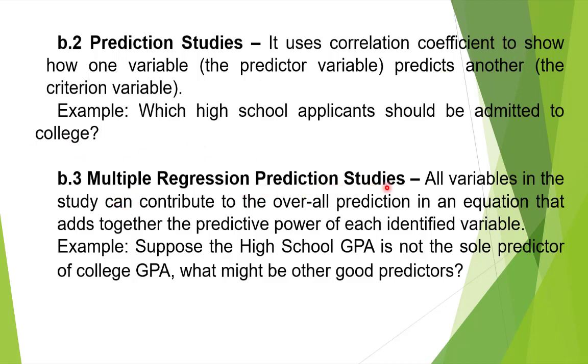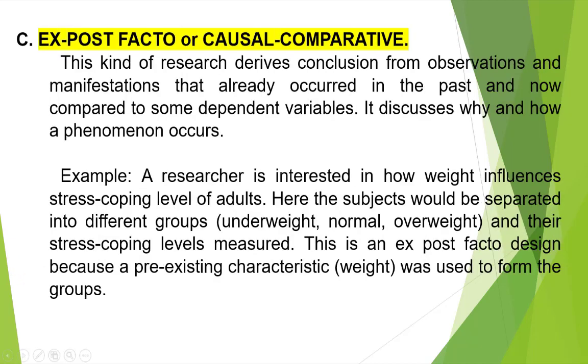Next, multiple regression prediction analysis. In this case, multiple, you're dealing with many variables, or 3 or more. So all variables in the study can contribute to the overall prediction in an equation that adds together the predictive power of each identified variable. So for example, high school grade point average is not the sole predictor of college GPA. What might be other good predictors? So you're looking for other predictors of the GPA in this example.